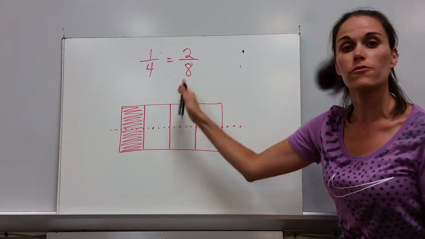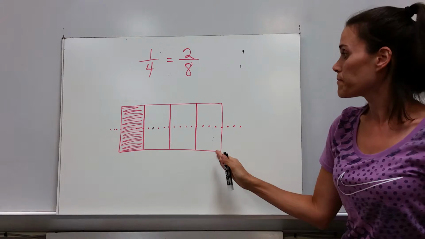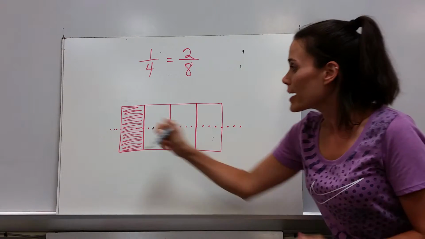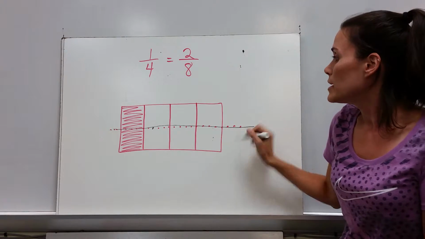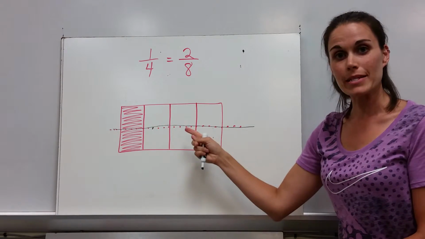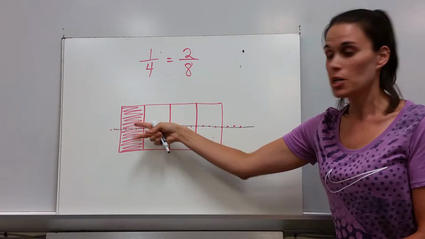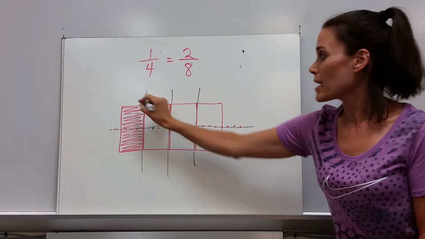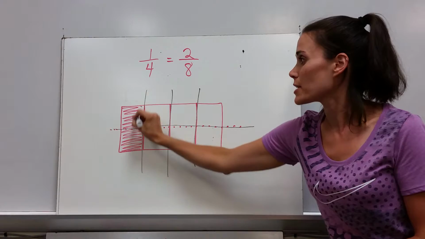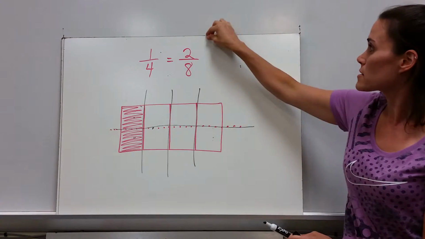If you look at these as 4 long rectangles. If we draw a line, just visualize this line, cutting this in half, now we have 8 equal pieces and 2 of them are shaded. So 1/4 is the same, this whole 1/4 is the same as 2 of the smaller 8ths.